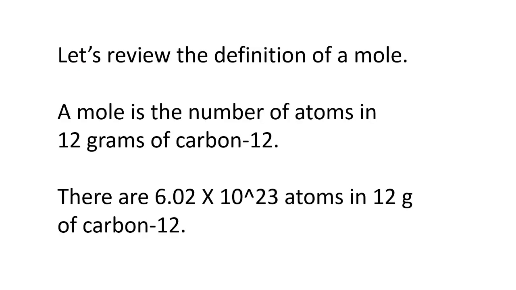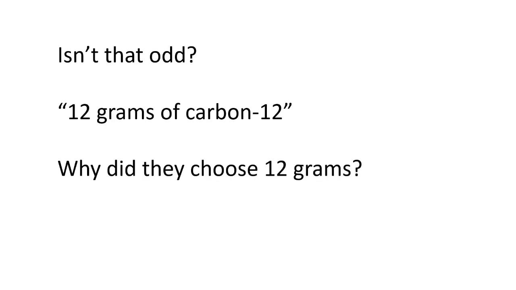But first, let's review the definition of a mole, since that will be important today. A mole is the number of atoms in 12 grams of carbon-12, not just any old carbon, but a specific isotope of carbon that weighs exactly 12. There are 6.02 times 10 to the 23rd atoms in 12 grams of carbon-12. Isn't that odd? Why did they choose 12 grams? Why not 9 grams? Why not 13 grams? And why is that so essential to Avogadro's number?